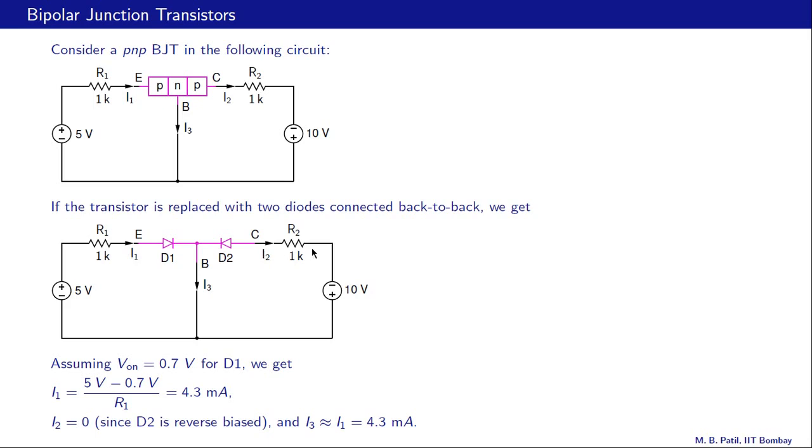Its P end is negative as compared to the N terminal, and therefore D2 is under reverse bias. The current is negligibly small, and so therefore I2 is 0. I3 is then nearly equal to I1 because this I2 is 0, and therefore I3 is also about 4.3 milliamps.